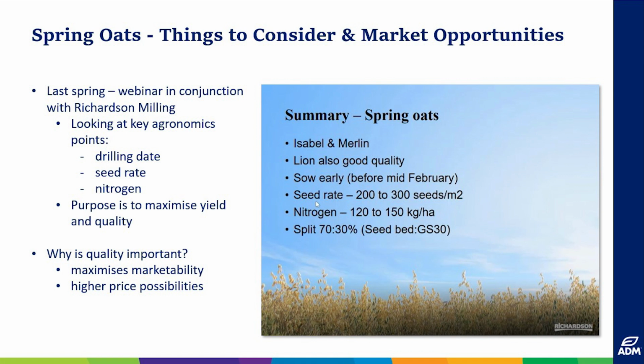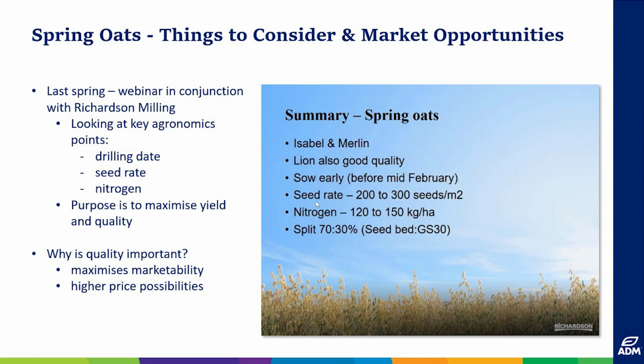Now, you may be asking why this is important, and there are two main reasons really for this. Fundamentally, the better quality that you produce means that you can get better price. The differential between feed and milling is significant, and therefore, if you can maximize achieving a milling quality, all the better. But also it means that you could potentially reduce any impact on claims.